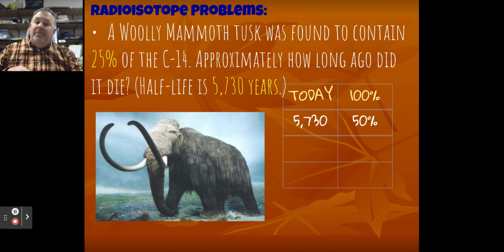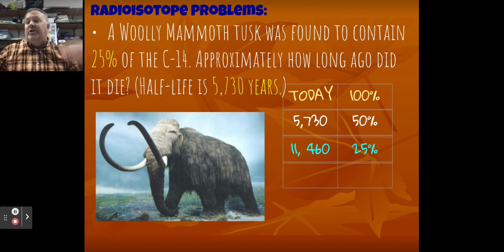On the table that I have, we're going to compare the percentage of carbon 14 to the current levels. Current levels would be 100%. After 5,000 years, we would expect 50%. In the case of this woolly mammoth, it's got 25%, so it's gone through two half lives. You add both half lives together, that's 11,460 years. So that's the approximate age of that woolly mammoth's tusk.